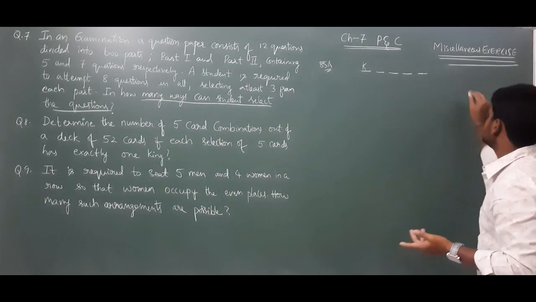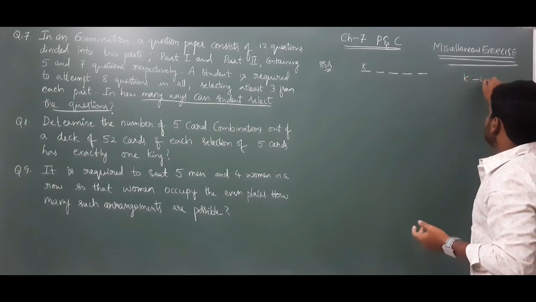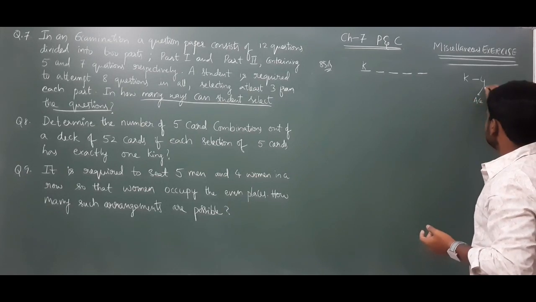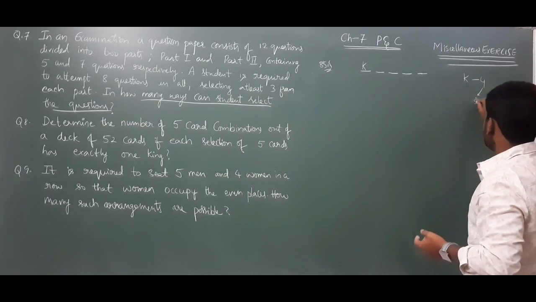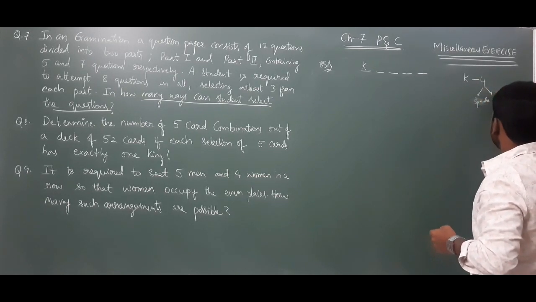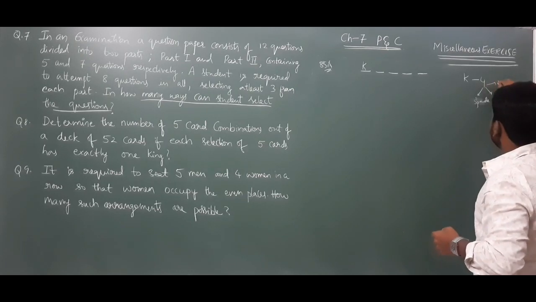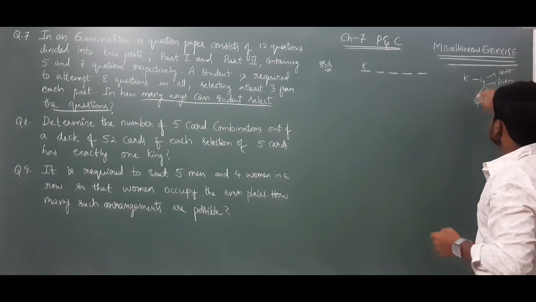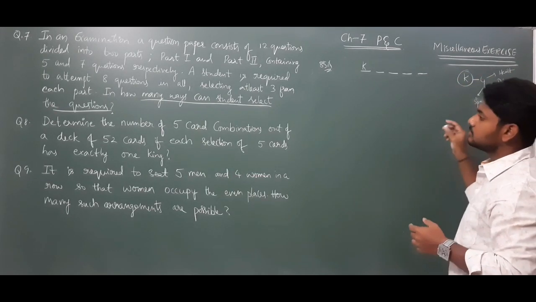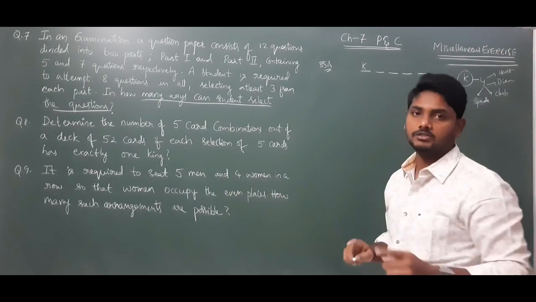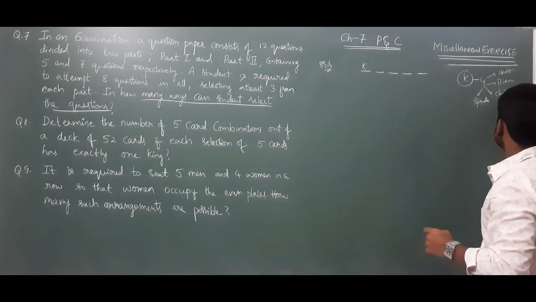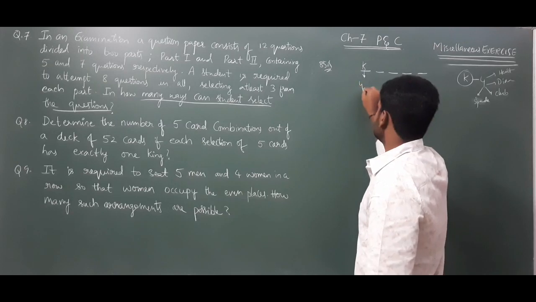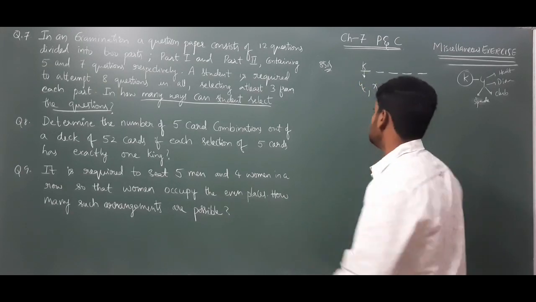But actually how many kings are available? 4 kings are available. What are those? 1 spade king, 1 club king, 1 diamond king, and 1 heart king. So 4 kings will be there, right? But only 1 king should be there. Either this or this or this or this. That means selecting 1 king out of 4 is 4C1, right, into.